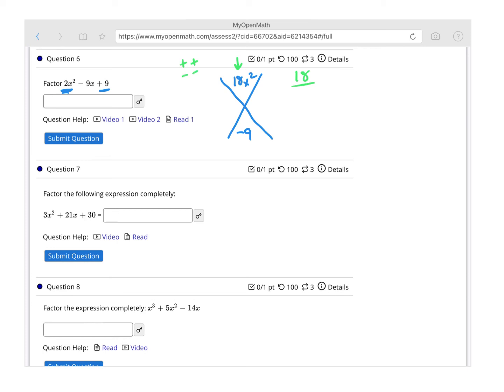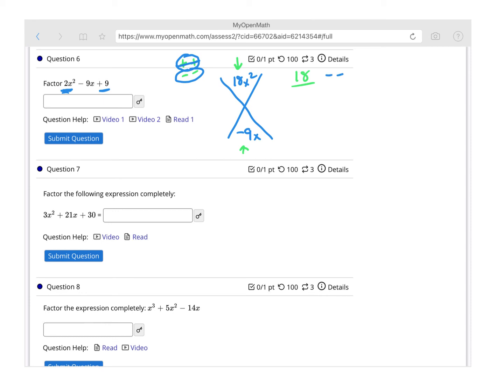So my two factors are either both positive or both negative. Now, when I look at what they add to, and I should have an x here, they have to add to a negative 9. Well, if you add two positives together, it can't equal a negative number. But when you add two negatives together, it just becomes more negative. So that means I know that both my factors have to be negative.